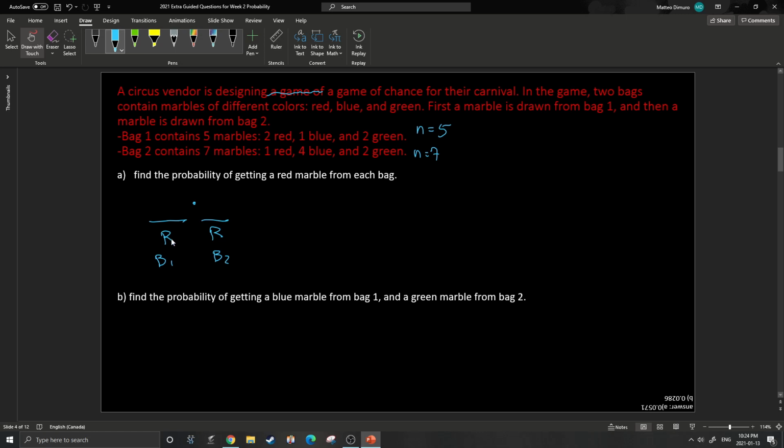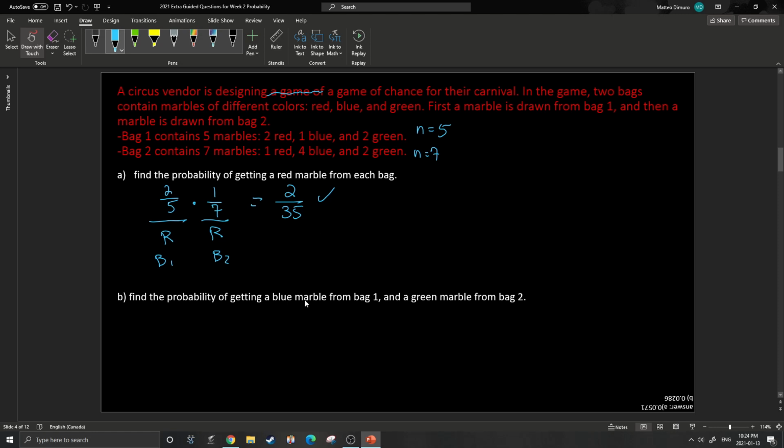For a red marble in bag 1, there's 2 red out of the 5. In bag 2, we just got 1 red out of the 7. So for independent events, we multiply: 2 times 1 is 2, 5 times 7 is 35, and you got your answer. You can convert it to a decimal and check my upside down answer, but that's a perfectly acceptable way to leave the answer.